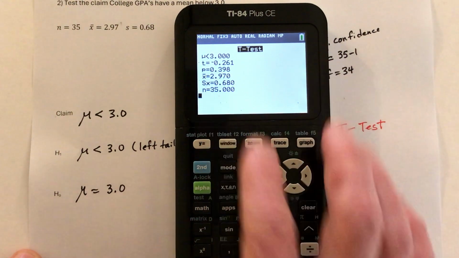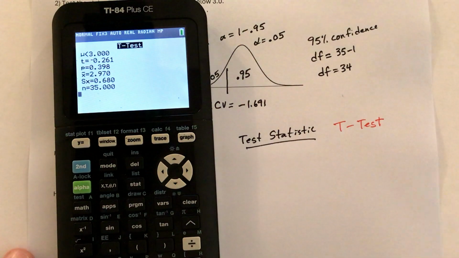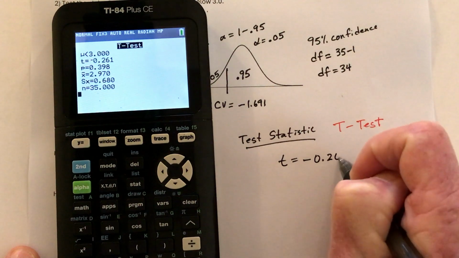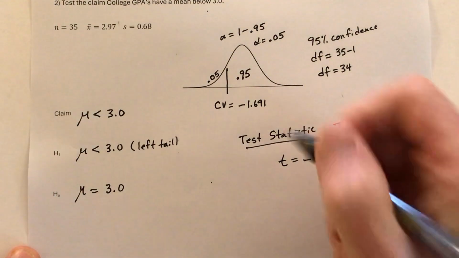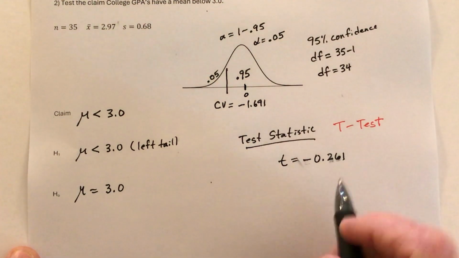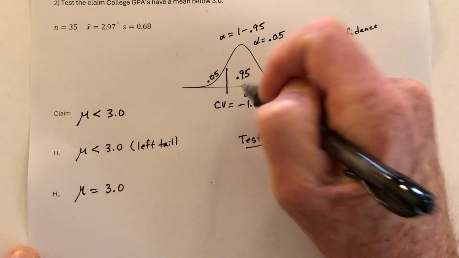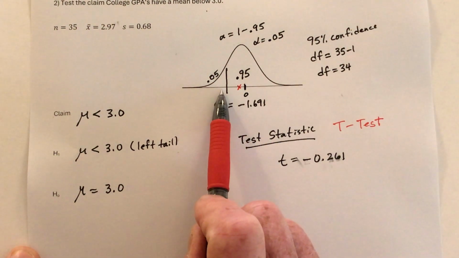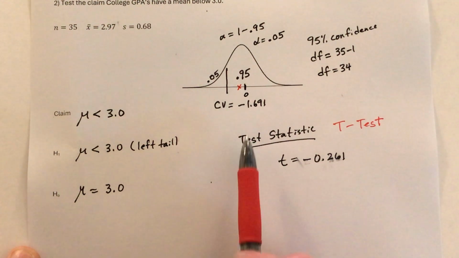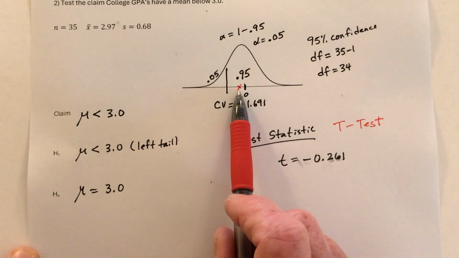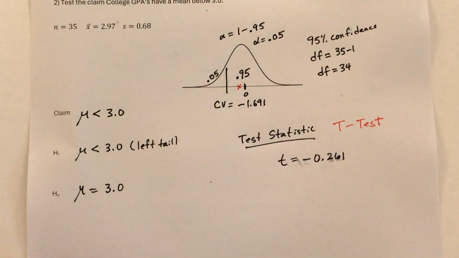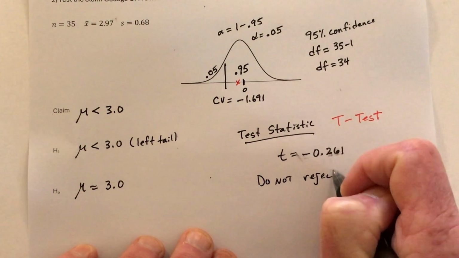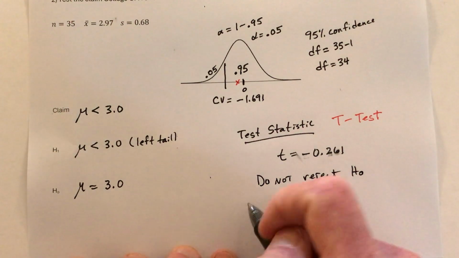So t turns out to be a negative 0.261. So right here in the middle of the graph would be 0, and a negative 0.261 would land right about here, and that does not go past the 1.691. So that means we did not prove anything. So do not reject H sub O, because we did not prove anything.